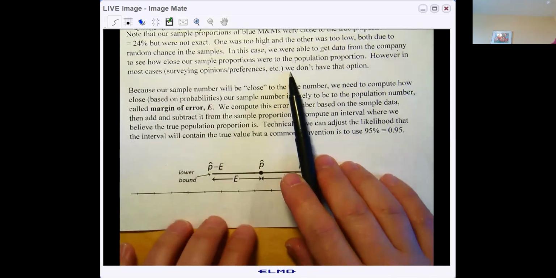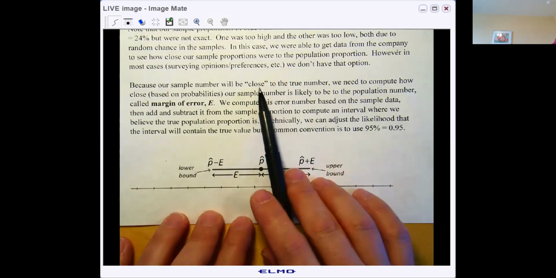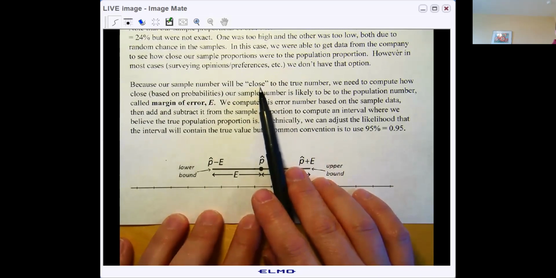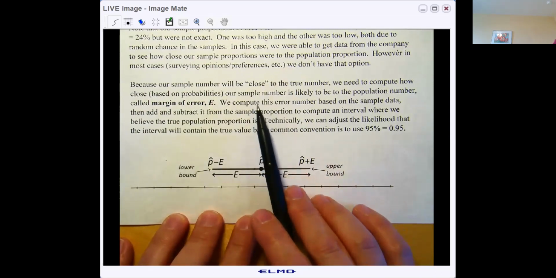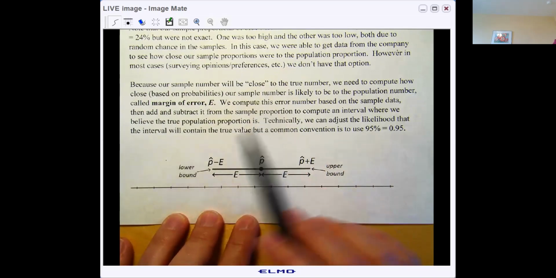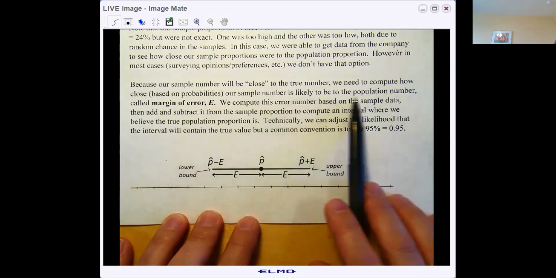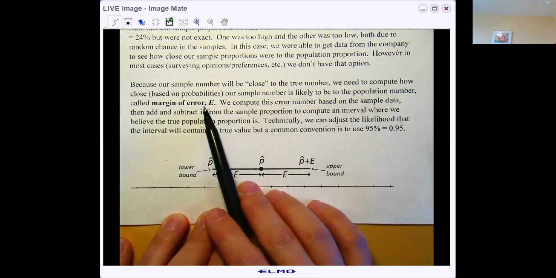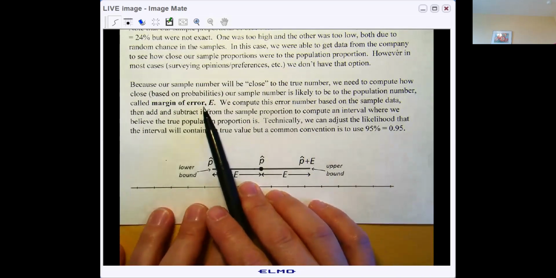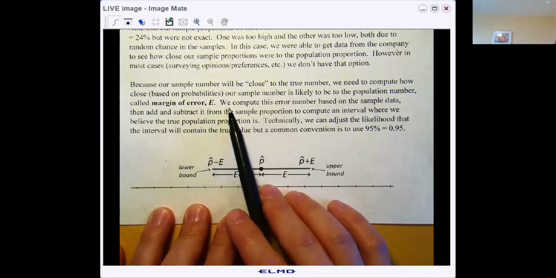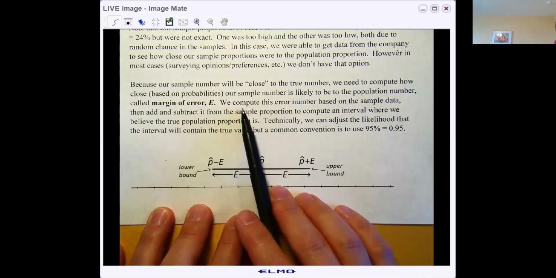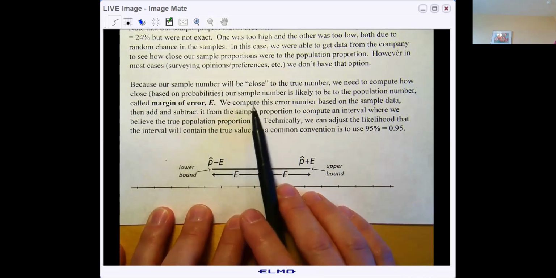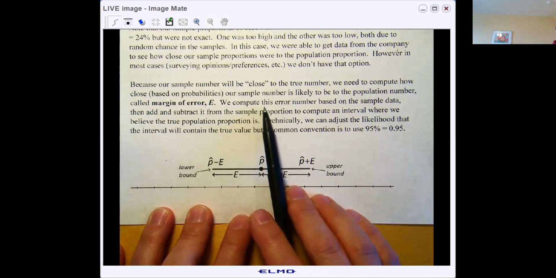And because of that, we're going to take our sample number and know that it's going to be close to the true number. But how close? Based on probability and a certain confidence level, how close we'll be to the true number is something we call the margin of error. You might have seen this in reporting about political elections and the proportion of votes people are going to vote for Donald Trump or Bernie Sanders or whoever.